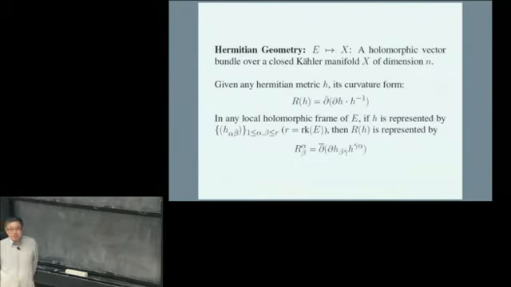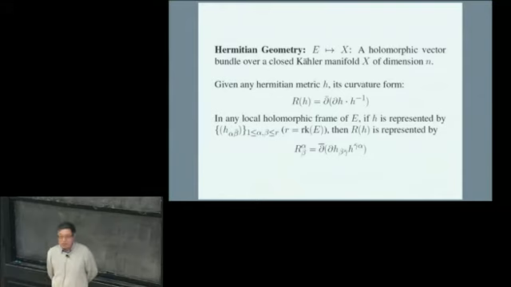First let me say a few words about some generalities. In Hermitian geometry, let's consider the holomorphic vector bundle E over X, where X is a Kähler manifold.